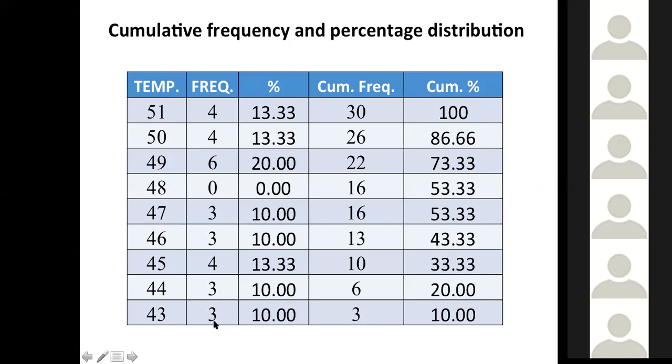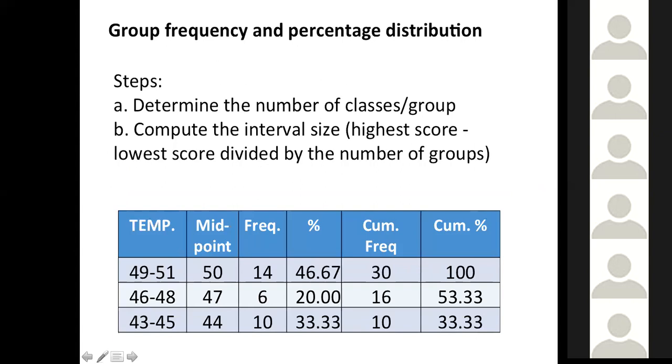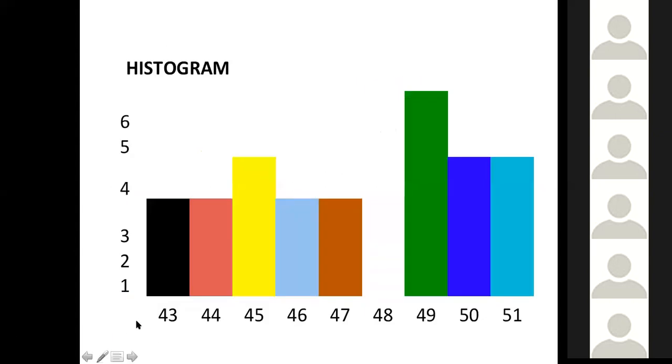And then you put this data into a graph, and that becomes like this. So at 43, there are 4, at 44, there should be 3, and 45 is 4, and 49 is the highest one, the most frequently occurring in the data, which is 6. So here is what we call the histogram, or sometimes we call it a bar graph. Okay.